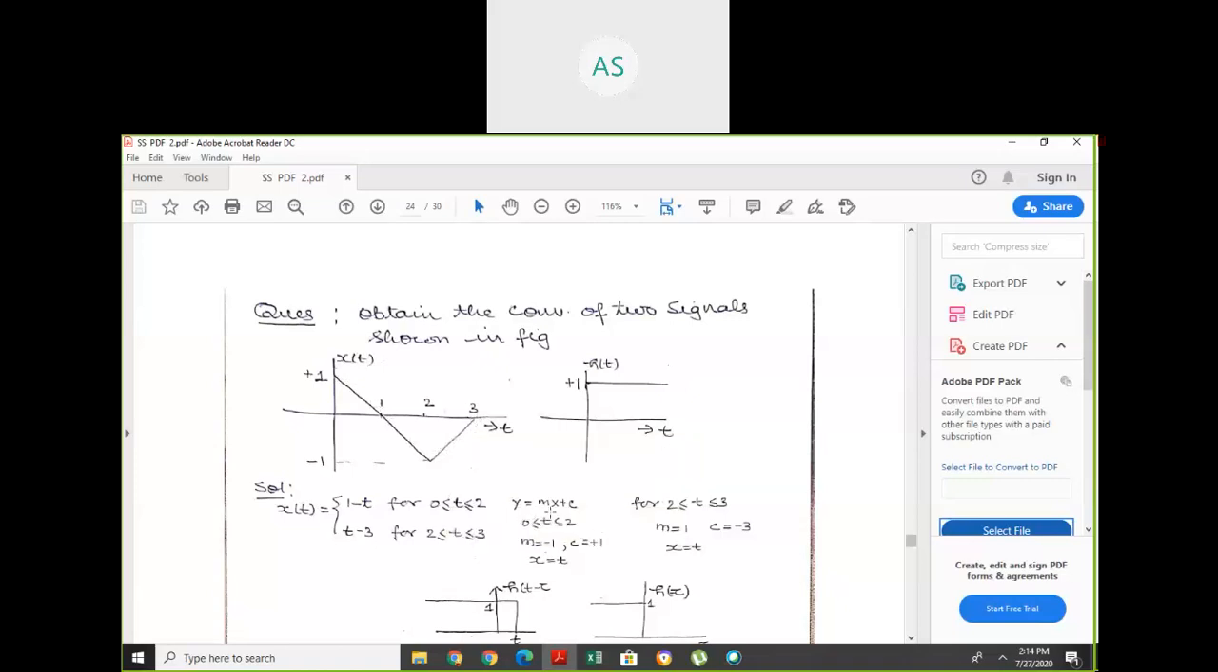y is equal to mx plus c. In this case m is minus 1 and c is plus 1, and if we substitute all these values we get the equation of x of t. In the range when t is greater than 0 and less than 2, it is 1 minus t, and we get the equation for this straight line as t minus 3 for t greater than 2 and less than 3.